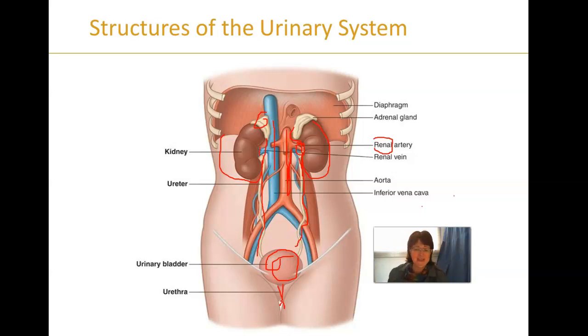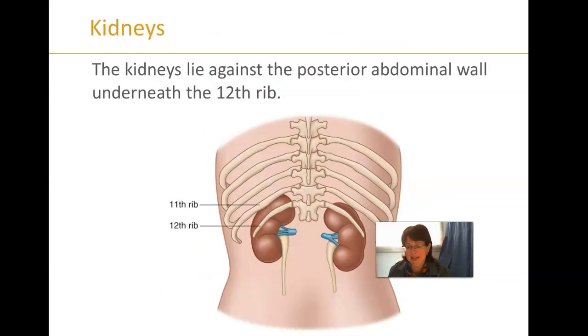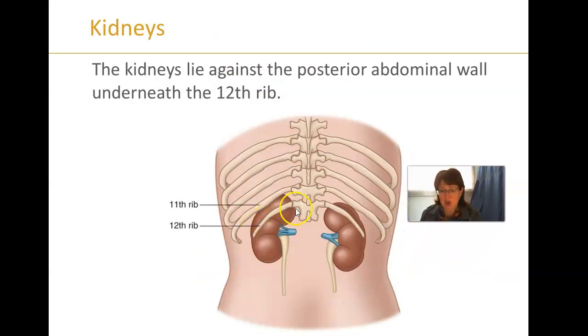And the urethra is different in a male and a female. Females basically have their own exit, and males, it goes out through the penis. Good. So when we look at the kidneys, realize that they're only partially covered with the ribs. So they're partly protected, but not completely.